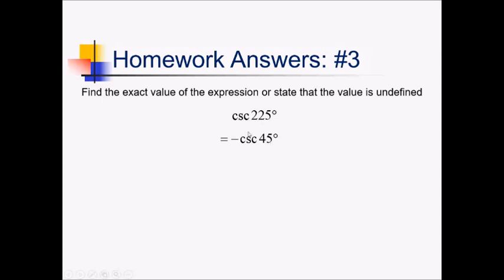Now we can rewrite this as negative 1 over sine of 45 degrees. Sine of 45 we know is radical 2 over 2. So 1 over that is going to give us 2 over radical 2. And don't forget, we still have this negative hanging around here. So if I multiply by root 2 over itself, I get 2 root 2 over 2 with a negative out in front. And the 2's are going to cancel, leaving me with just negative radical 2.